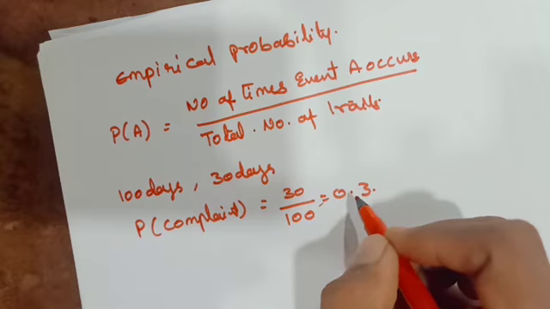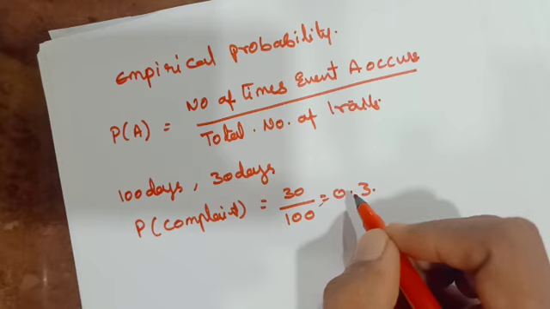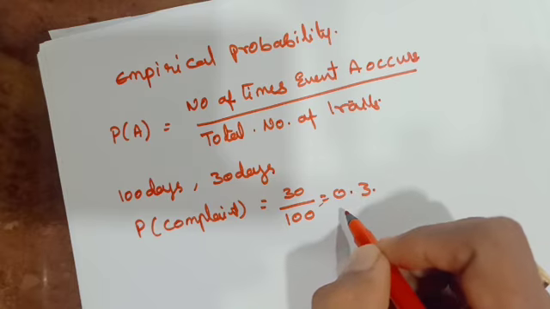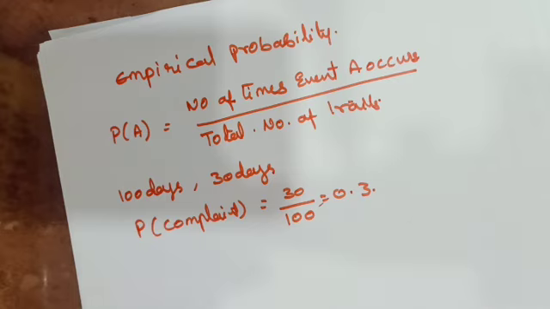See, most of the time the empirical probability is used in business applications, or sometimes in operations, and we use empirical probability to make decisions. Sometimes we use this particular empirical probability for predicting or assessing risk.